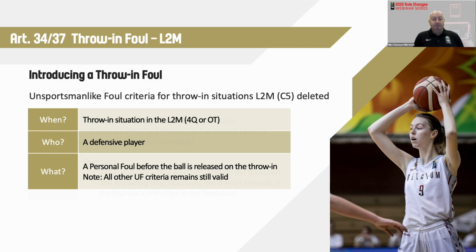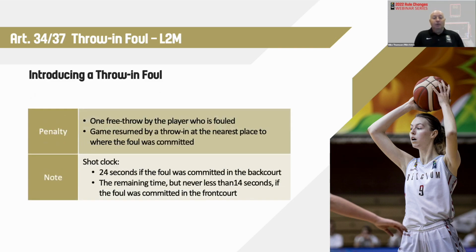As we look at the next slide, we'll walk through this. So when we have that throw-in foul, a foul in the last 2 minutes of the fourth quarter or the overtime, the penalty will be 1 free throw for the player who was fouled, and the game will be resumed by a throw-in at the nearest place to where the foul was committed. We've eliminated the automatic unsportsmanlike foul, replaced it with a throw-in foul with a penalty of 1 free throw for the player who was fouled, and the game resumed by a throw-in at the place nearest to where the foul was committed. This applies regardless of whether the team is in the penalty situation or not.